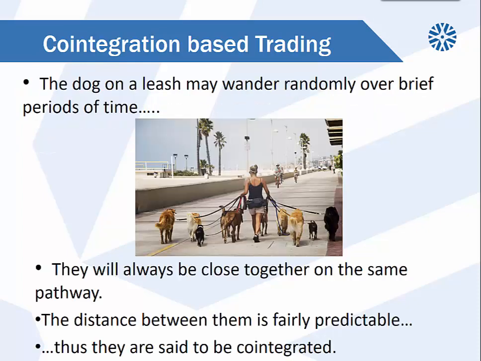So here's a different analogy to try and help explain and pitch co-integration in a simpler way. I want you to think about this person who is walking a dog on a leash. When you take a dog for a walk, the dog is on a leash and may wander randomly over brief periods of time, depending upon the length of the leash. However, the dog and the dog walker will always be close together and they'll always be on the same pathway. They'll always be going towards, let's say, the same destination. The distance between them is fairly predictable, and so they are deemed to be co-integrated.